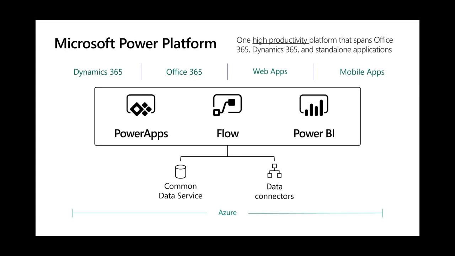So the Power Platform is really one high productivity platform that spans Office, Dynamics, and the ability to build standalone applications. So if you look at the bulk of it, we have Power Apps, Flow, and Power BI. We also think about it as act, automate, and analyze. So you have Power Apps for building transactional applications on the transactional store, Power BI for analytical dashboards, analytical apps, and then Flow for automation. Think any business process, any data flow, any approval process is really where Flow plays a role.